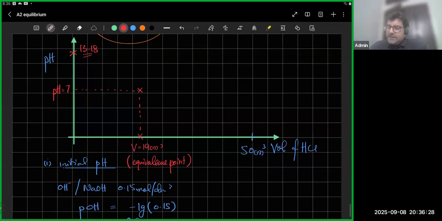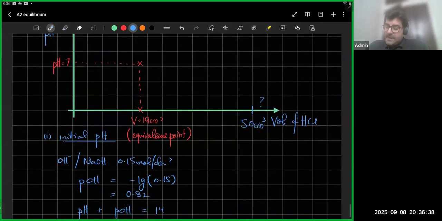Now the final thing is, because my sketch is not complete, the graph says 50 cm cube of HCl. So what I need to do is work out what the pH would be if 50 cm cube of HCl is added, right? So this is the amount of HCl that's completely in excess.